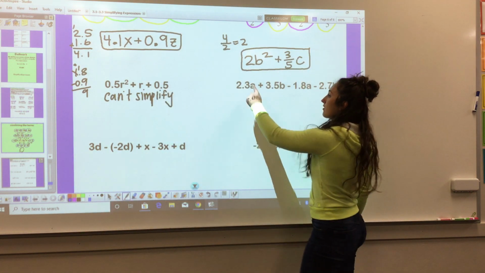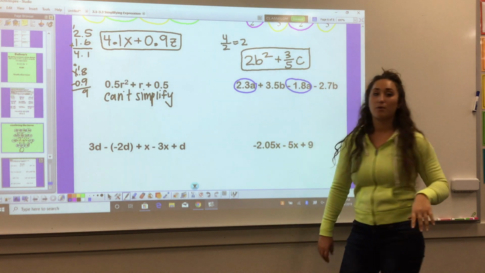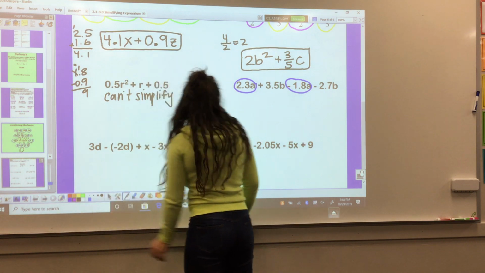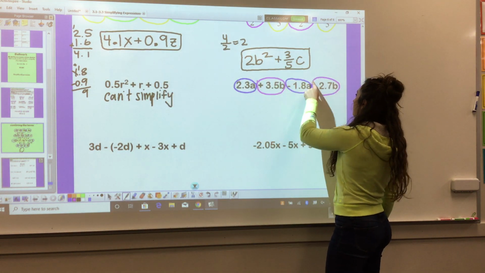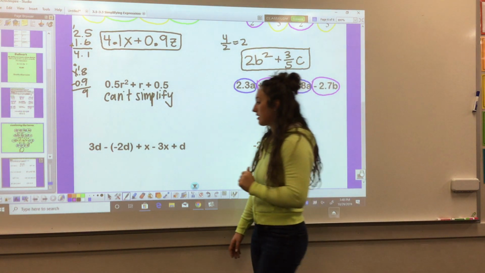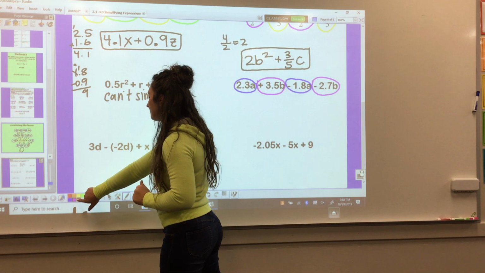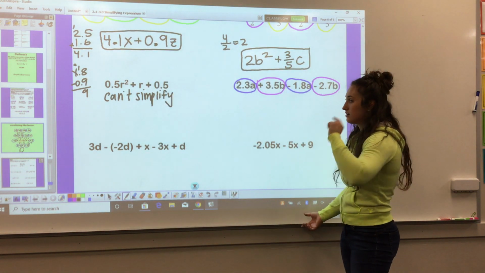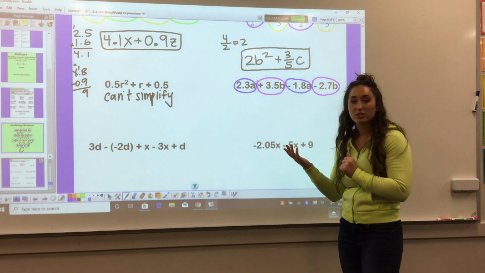Alright, next one, our like terms are a and negative 1.8a, along with 3.5b and negative 2.7b. And again, if you ever get to the point where you think that you can do these on your own, just pause the video, work them out, and then you can watch it and check your answers.